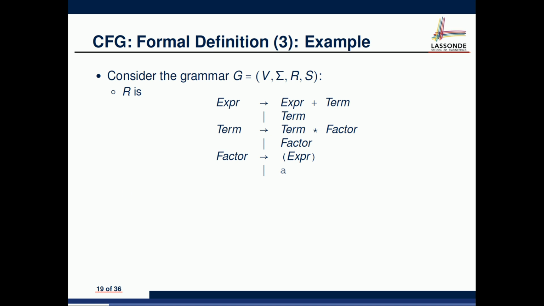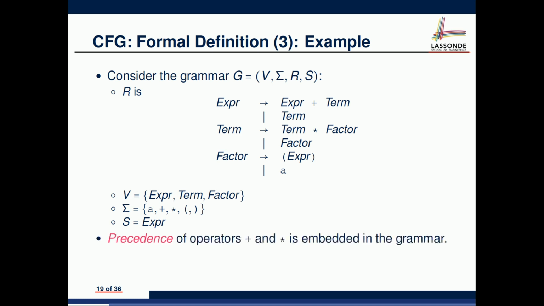Well, we can try the example later. Just for your information, all the variables will be expression, term, and factor. And for sigma, it will just be plus, times, etc. These are the tokens. And the start variable will just be expression. Don't forget, you should always start with the start variable when you do derivation. Precedence is embedded in the grammar. Now we want to see exactly how this is done.